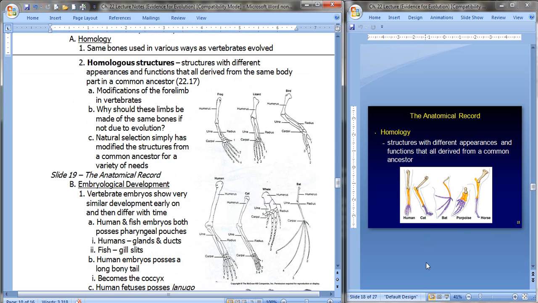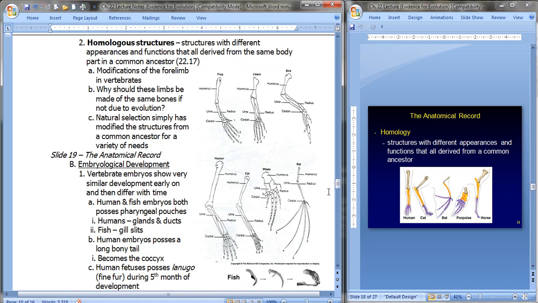This is something that we've definitely taken a look at in regular biology. Here, the idea is that structures with different appearances and functions all derived from the same body parts in a common ancestor. The classic example here is vertebrate forelimbs. All the bones in the vertebrates' forelimbs are the same bones, but over time have been modified in their structure in order to accommodate different means of locomotion.